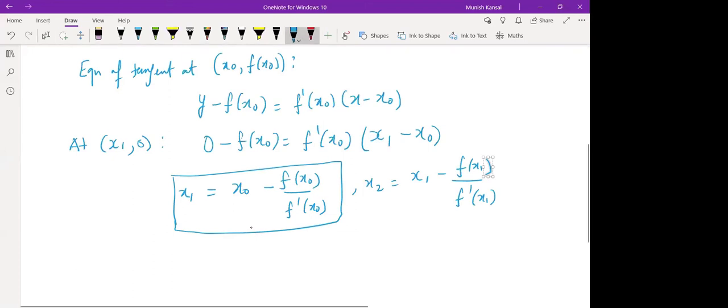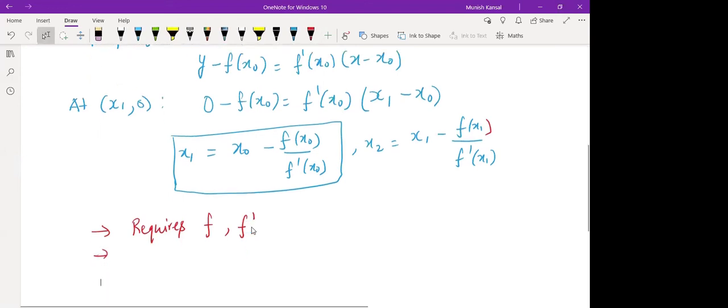Now, what are the main highlights of this method? Main highlights are, it requires f and the first derivative. Okay? So once you know what the function is, what the derivative is, you can easily compute the iteration, right? Now this is the first requirement, that it requires two function evaluations, f and f dash, right? Now second is that the order of convergence is 2.